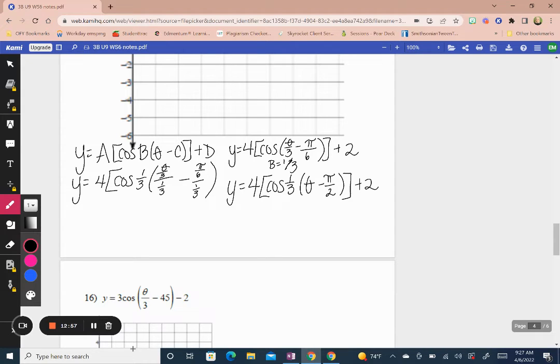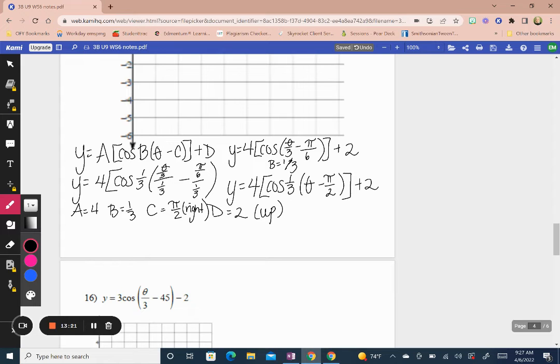Plus 2. So my A is 4. My B is 1/3. My C is pi over 2. And my D is 2. See how it says a minus pi over 2? That means I'm going to go to the right. See how it's a plus 2? I'm going to go up.